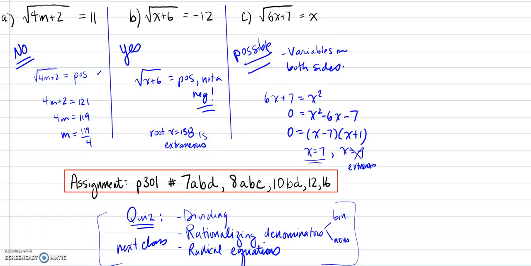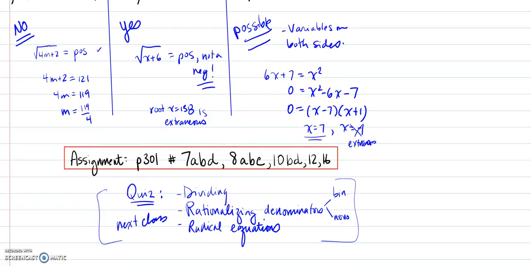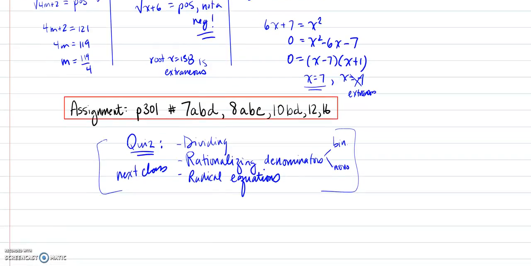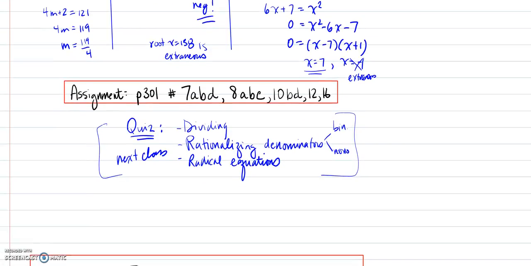The assignment is here. You're going to work on this assignment today. The quiz that you're going to have during your review class next day will be on dividing radicals, rationalizing denominators, both monomial denominators, binomial denominators, checking restrictions. Don't forget, when you have a fraction, the denominator can't equal 0, and when you're simplifying, the conjugate cannot be 0 either, and on your basic radical equations for next class review quiz.